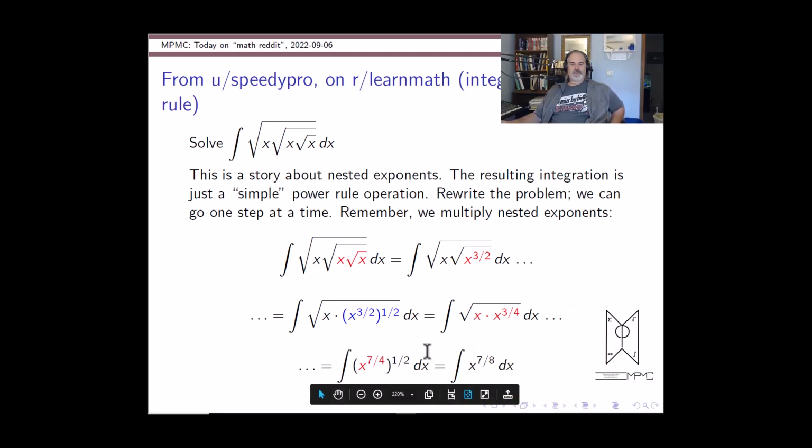x times x to the 3/4 becomes x to the 4/4 times x to the 3/4, or x to the 4/4 plus 3/4. So that's x to the 7/4, and that is under a square root, which means we're raising it to the 1/2 power. And so this whole thing shakes out to the antiderivative of x to the 7/8. That was the fun part of this. Now that we're at that point, it's boring, right?